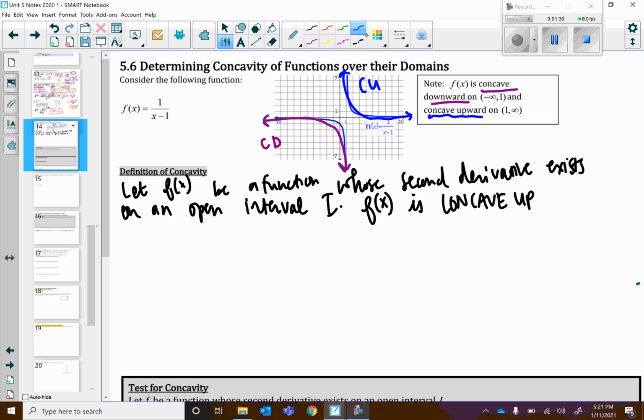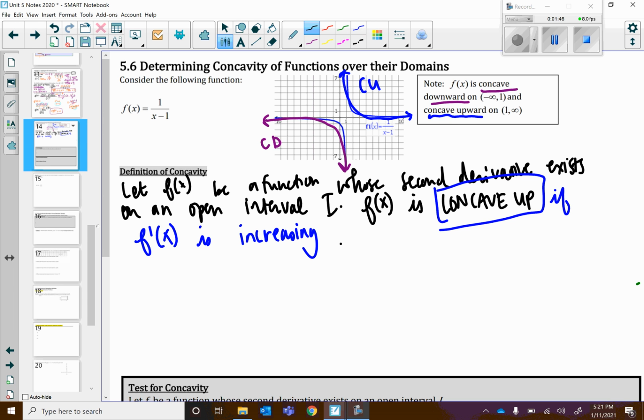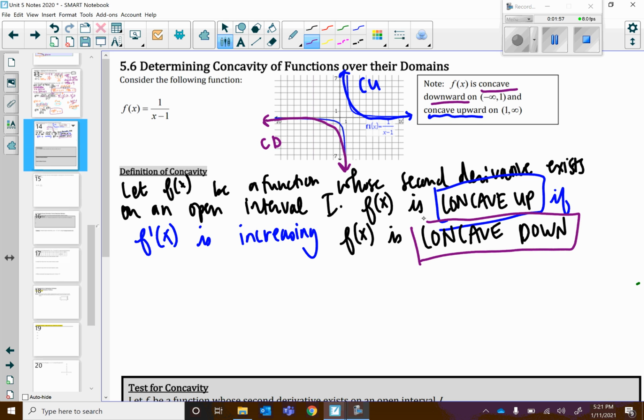So now we're going to focus on this blue section of this graph. It's concave up if the derivative on that interval is increasing. And then we can say f of x is concave down. This is the purple piece, concave down if, you guessed it, the derivative is decreasing.